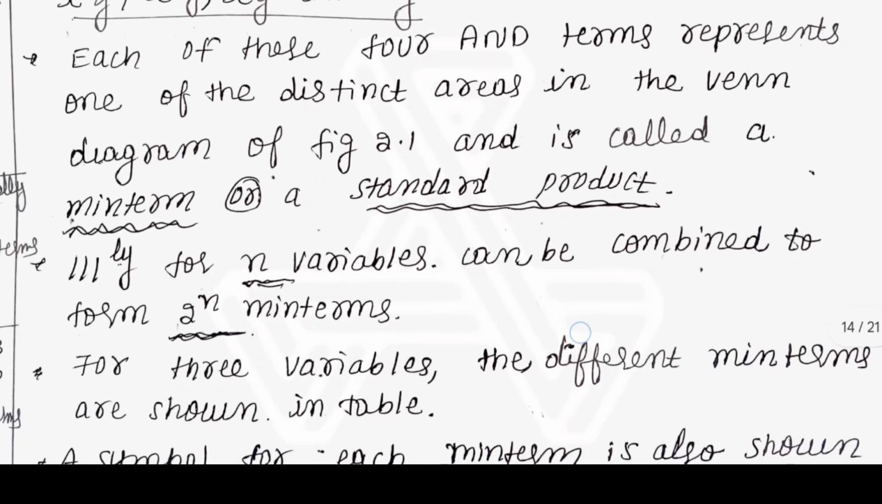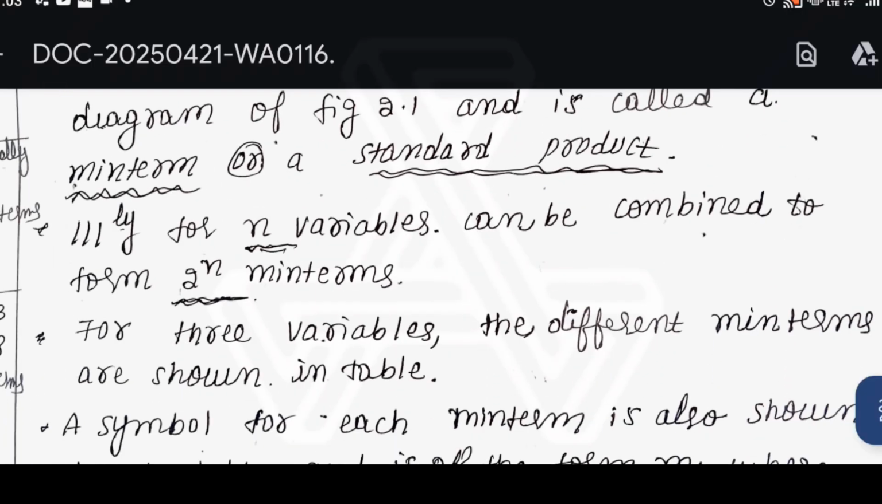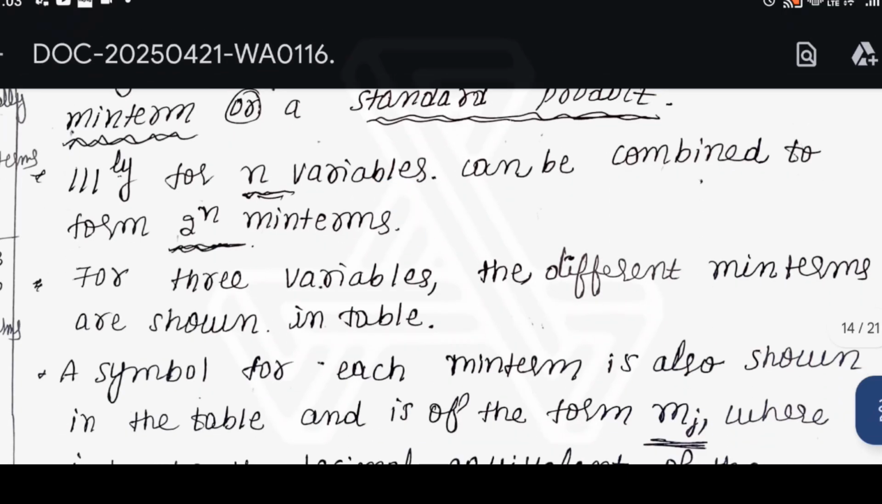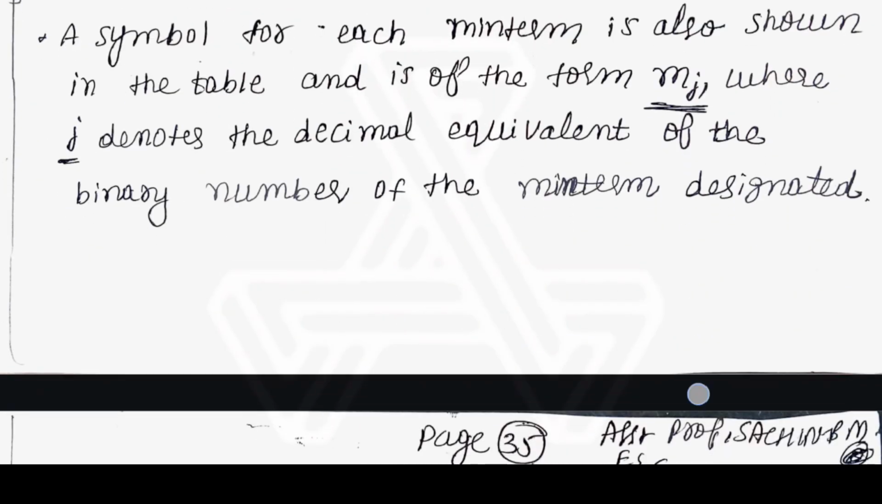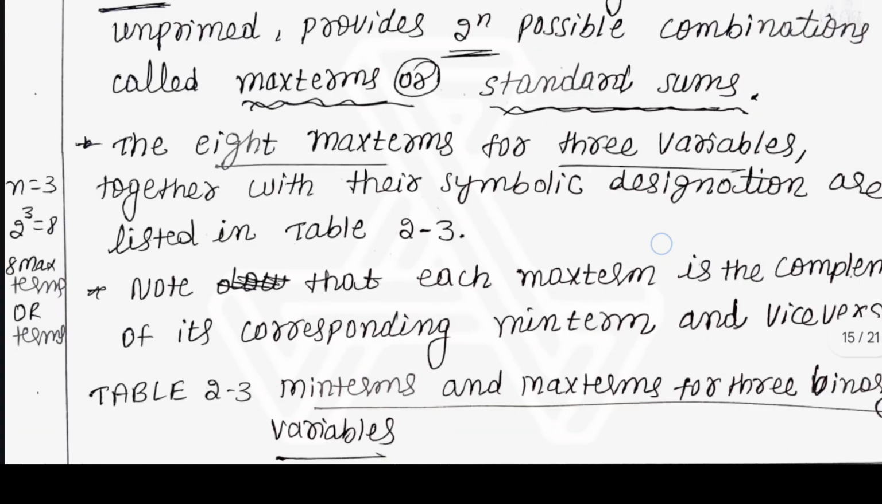Similarly, for n variables, each of our AND terms is a min term, a standard product. This is a standard product term, product of min terms. Similarly, n variables can be combined to form 2 power n min terms. For 3 variables, the symbol for each min term is also shown in the table, of the form mj, where j denotes the decimal equivalent of the binary min term.